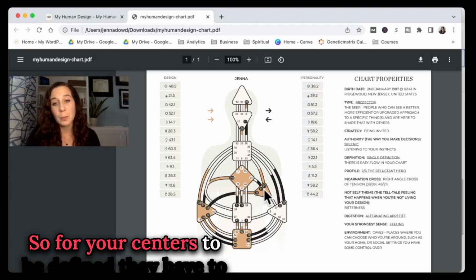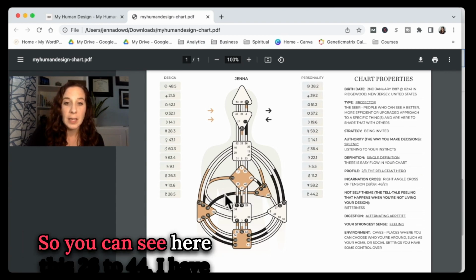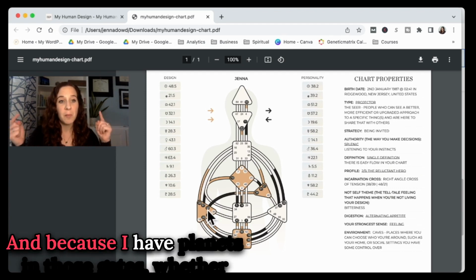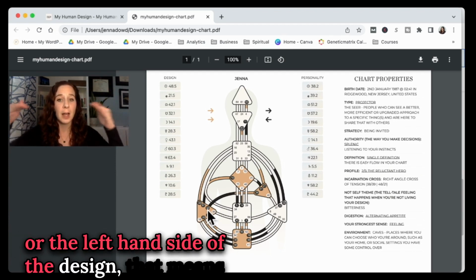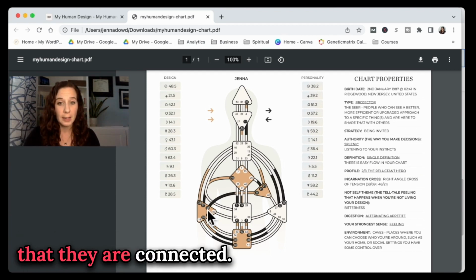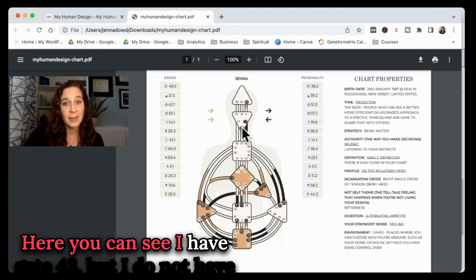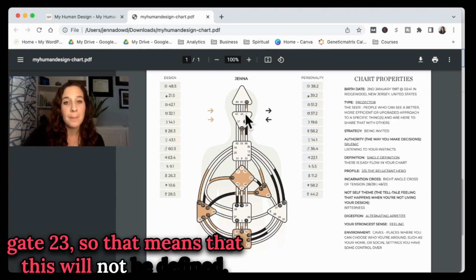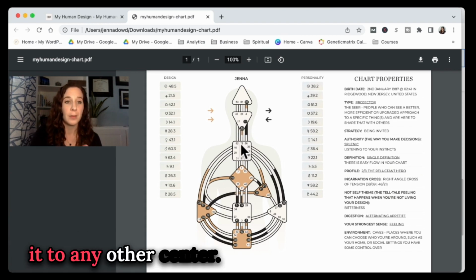So for your centers to be defined, they have to have a gate connecting to another gate. You can see here, this 26 to 44, I have planets in those gates. And because I have planets in those gates, whether they're on the right-hand side of the personality or the left-hand side of the design, that means that they are connected. And so that makes those centers defined. Here you can see I have gate 43, but I do not have gate 23. So that means that this will not be defined. It's undefined because I have nothing connecting it to any other center.